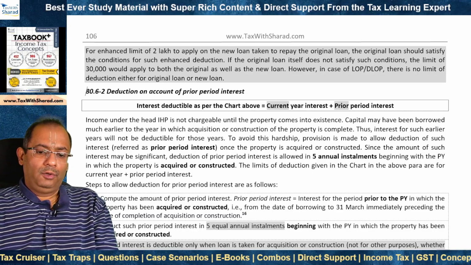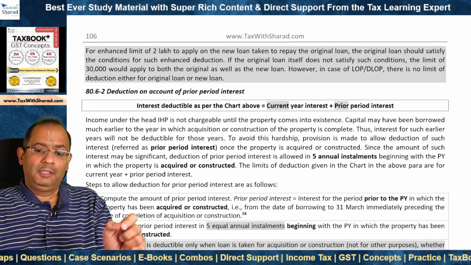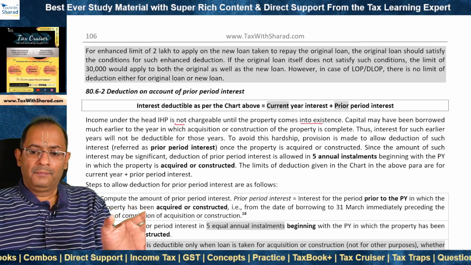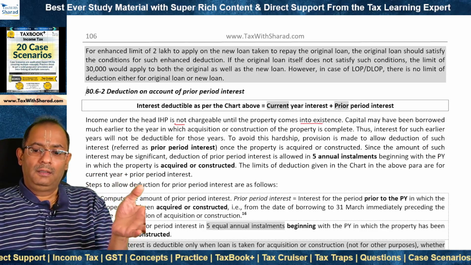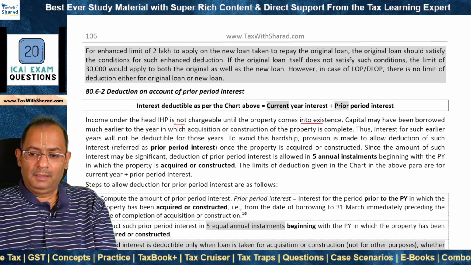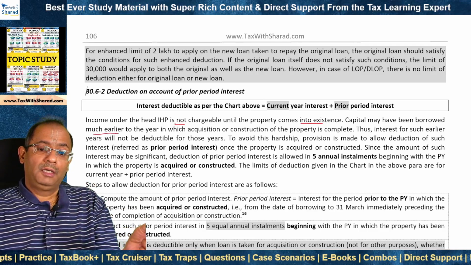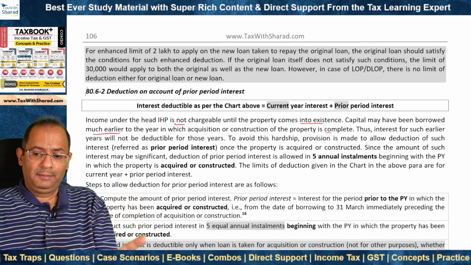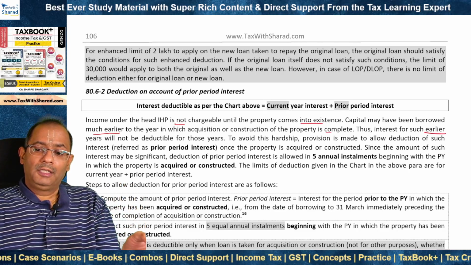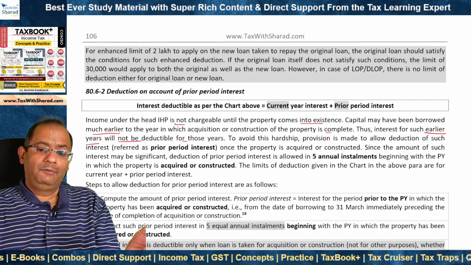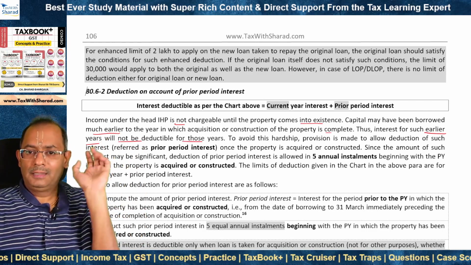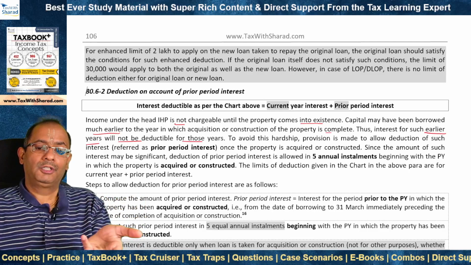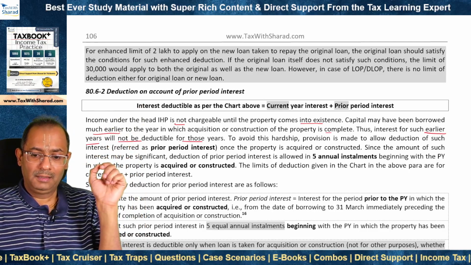Now we have already noted some time back that income under the head IHP is not chargeable until the property comes into existence, right? Let's take a case where the property is say constructed in the current previous year, but the capital may have been borrowed much earlier to the current previous year in which the construction of the property is complete, right? Thus, interest for such earlier previous years will not be deductible for those years. Why? Because the property was not in existence in those previous years, and therefore it will result in a hardship because SSC will not be able to take deduction on account of interest for those earlier previous years.